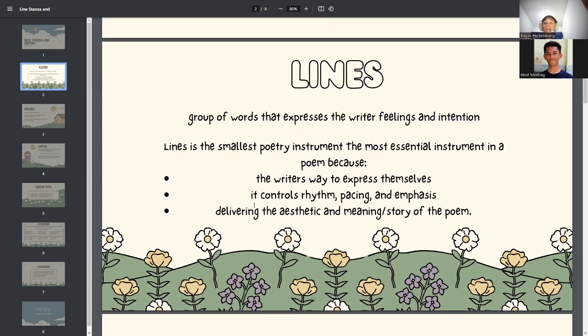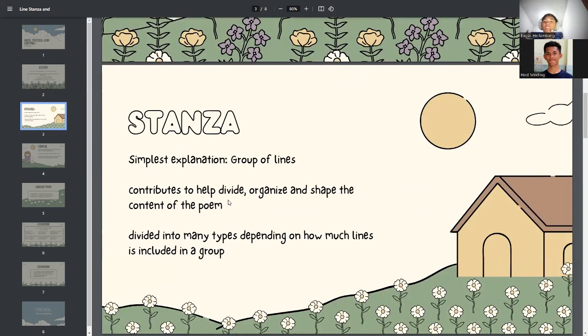And the last function of lines is being able to deliver the aesthetic and also the meaning of the story or the poem, because a line itself basically shows the inside heart, also the intention of the writer. So it acts as a medium of how that story, or rather their meaning, is going to be transferred, because it is a container. Lines are basically just a container.